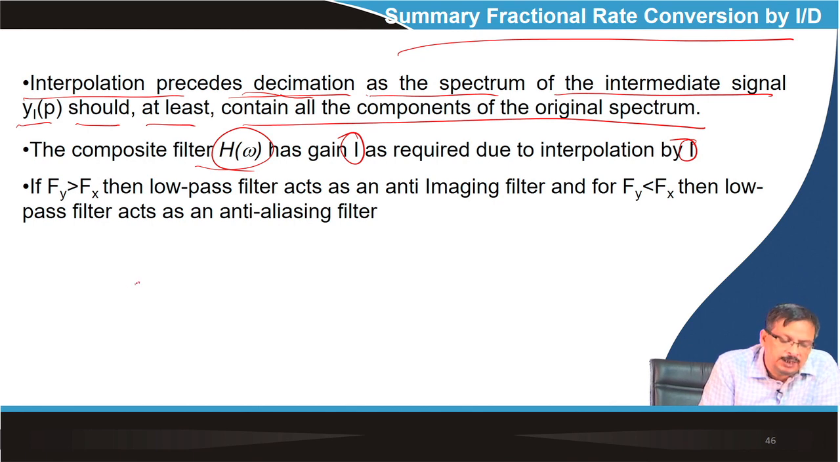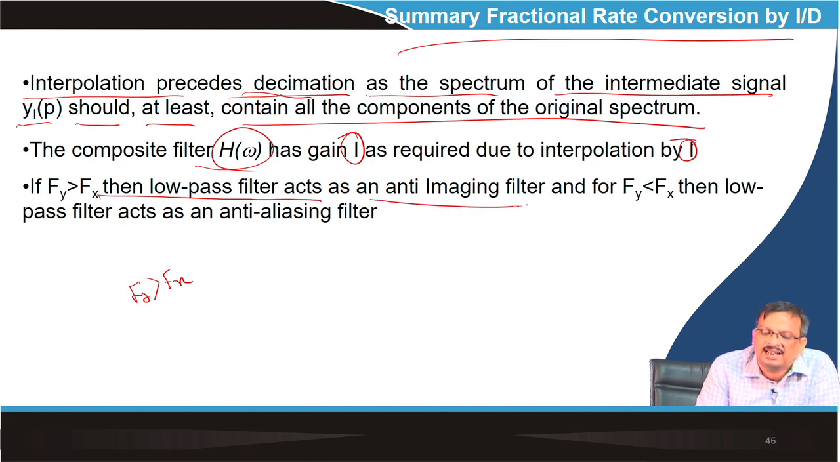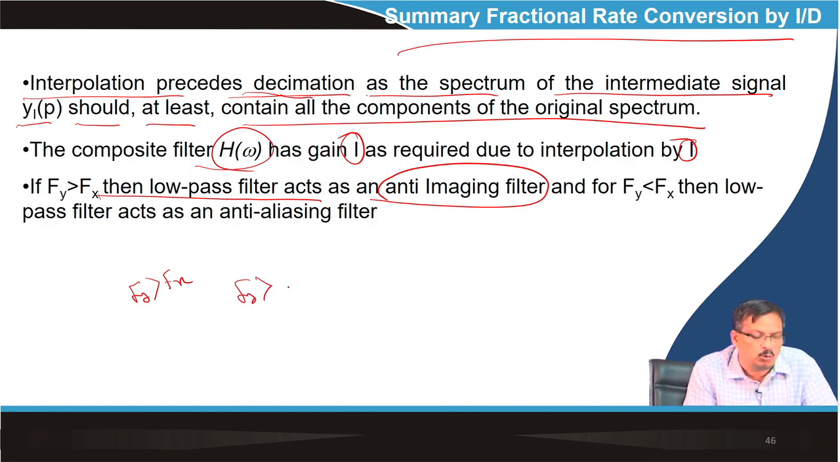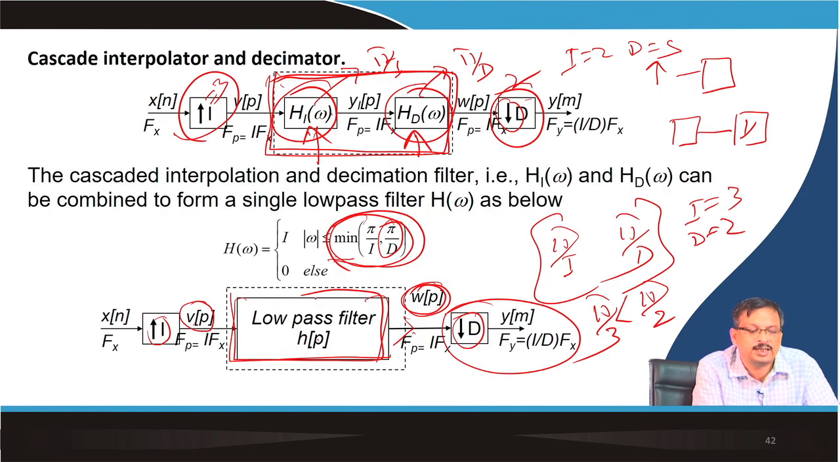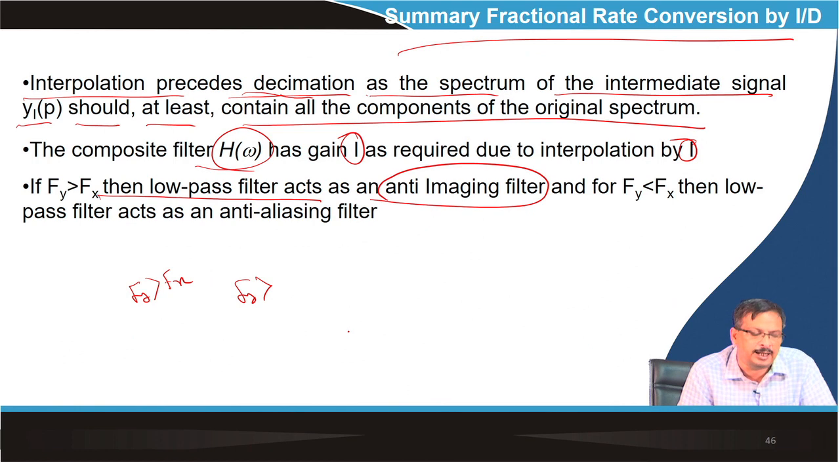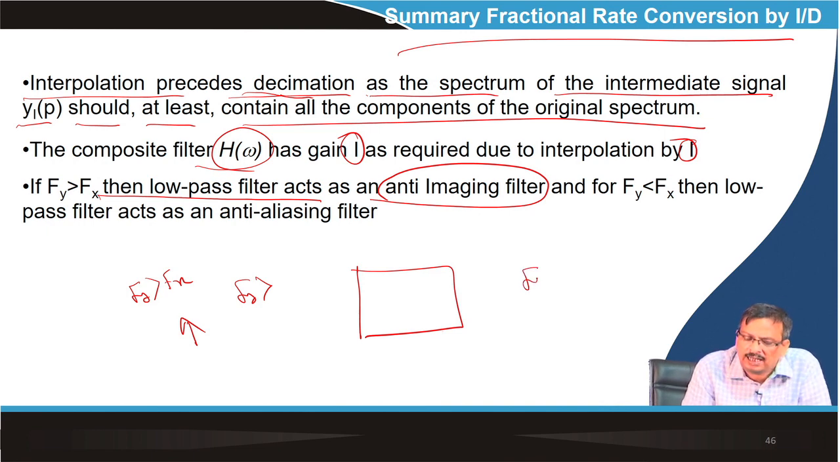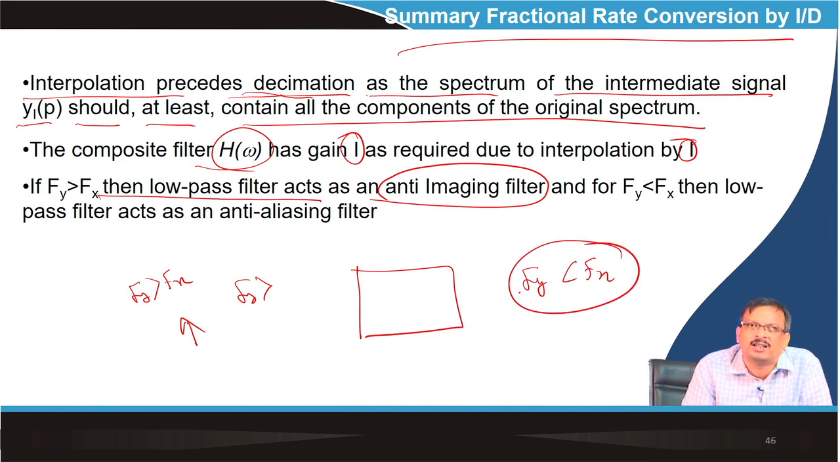Now, if you see, if Fy is greater than Fx, then the low pass filter acts as an anti-imaging filter. So, input is Fx, output is Fy. If Fy is greater than Fx, that means it is upsampling. So, in case of upsampling, the job of the filter is to remove the multiple images. Now, when Fy is less than Fx, that is downsampling, the job of the filter is to act as an anti-aliasing filter.